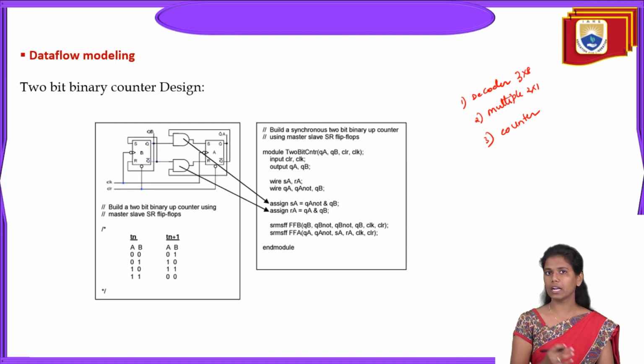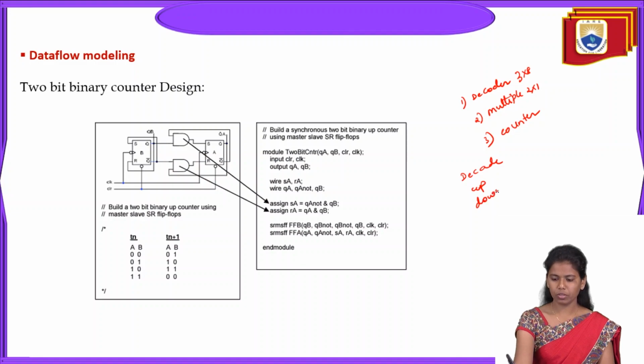For example, we have the decade counter. In the decade counter, we have the up counter, the down counter, and the decade counter as well. If you are considering the decade counter, decade is nothing but 10. At each and every clock pulse, the counter counts. So at clock 0, it counts 1.